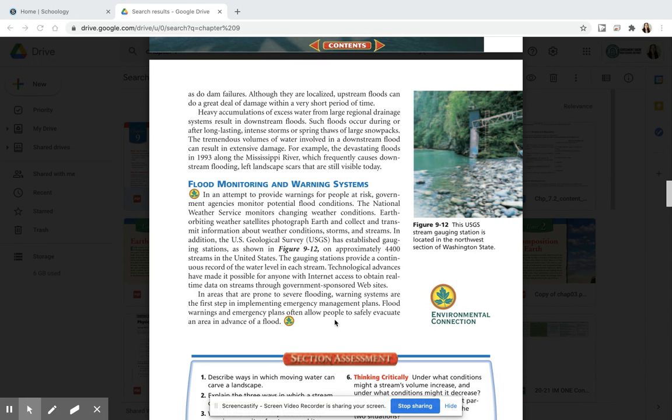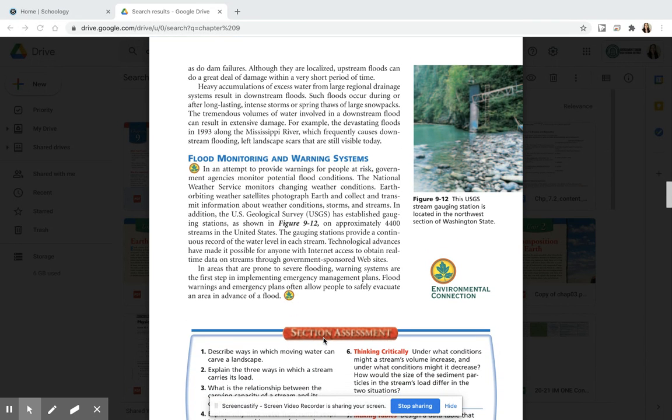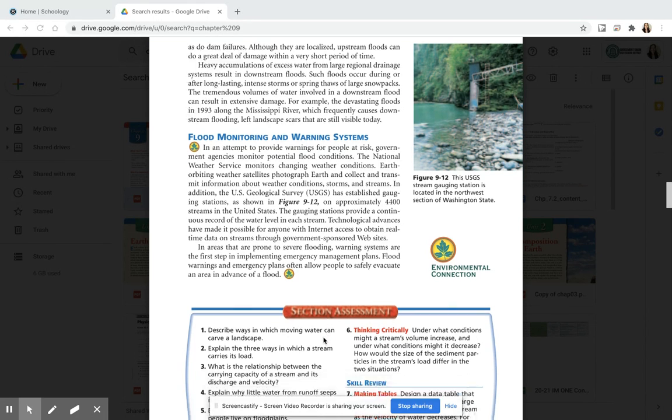Technological advances have made it possible for anyone with internet access to obtain real-time data on streams through government-sponsored websites. In areas that are prone to severe flooding, warning systems are the first step in implementing emergency management plans. Flood warnings and emergency plans often allow people to safely evacuate an area in advance of a flood.